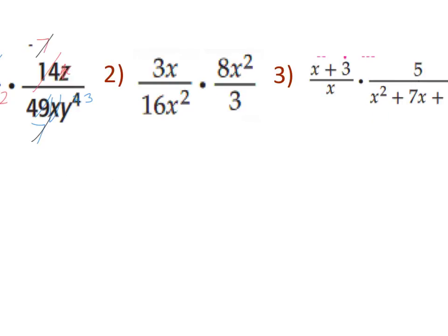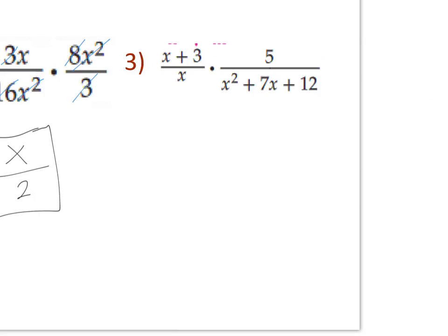I have 3x over 16x squared times 8x squared over 3. So now I will look at canceling out cross products as well. So the 3 and the 3 cancel out. The 8 and the 16, I can change a 16 to a 2. X squared and x squared go away. So I have 1x times 1. So I just get x over 2 times 1, which is just 2. So my final answer is x over 2. Let's take a look at number 3.